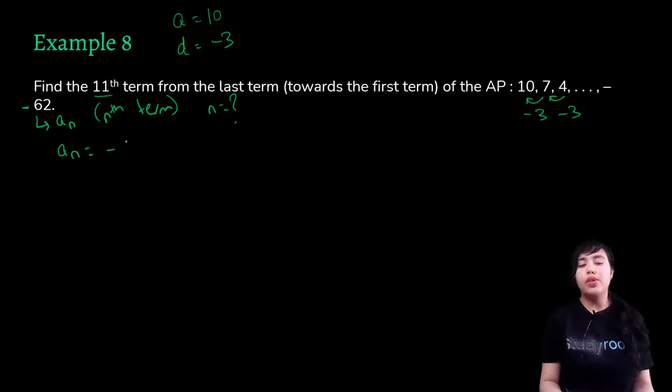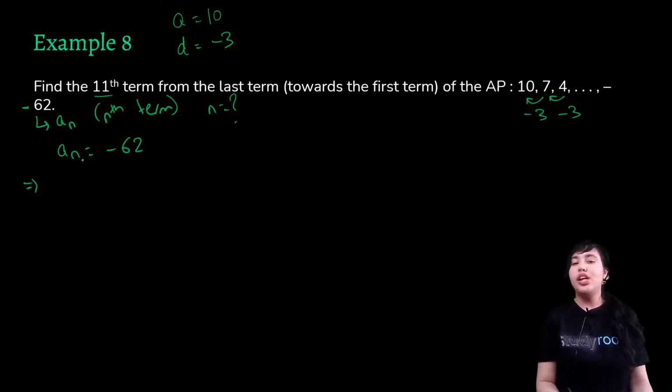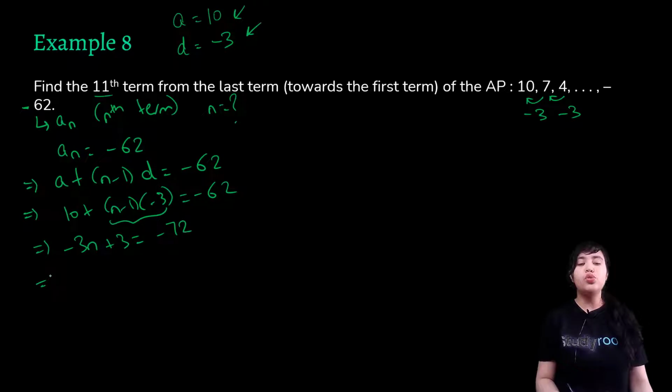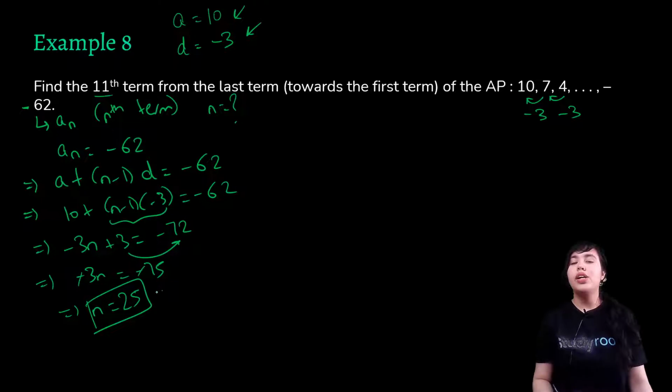An is already given to you as minus 62. Now what is the general formula for an? A plus n minus 1 into d, and this is equal to minus 62. We've already found out A and D, so that's 10 plus n minus 1 into minus 3 is equal to minus 62. Take this 10 on the RHS, it becomes minus, and open the brackets over here, so you get minus 3n plus 3 is equal to minus 62 minus 10, which is minus 72. Shift this 3 also over there, and you will get minus 75, minus minus cancels, and ultimately you get n is equal to 25. So this AP has a total of 25 terms.